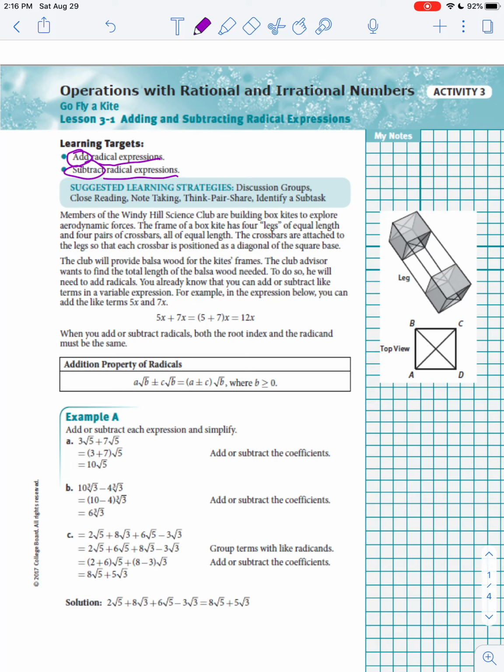So I'm going to skip over the word problems. These are things that are great to do when we're all in class together, but for our recording, I just want to go over the basics for adding and subtracting the radical expressions with you. So I'm going to jump down to the example and point out a couple of things.